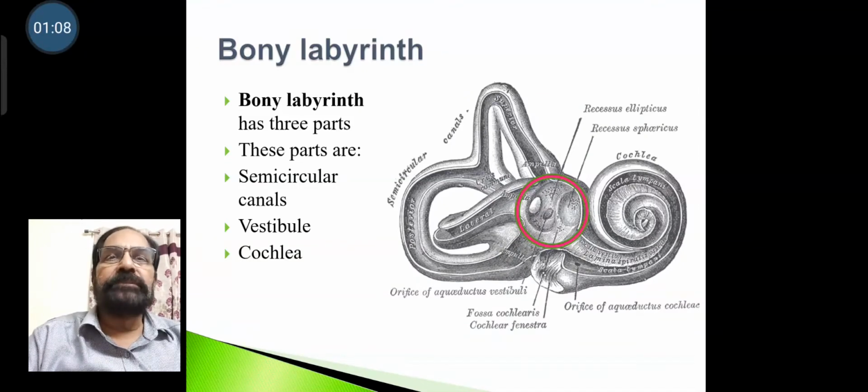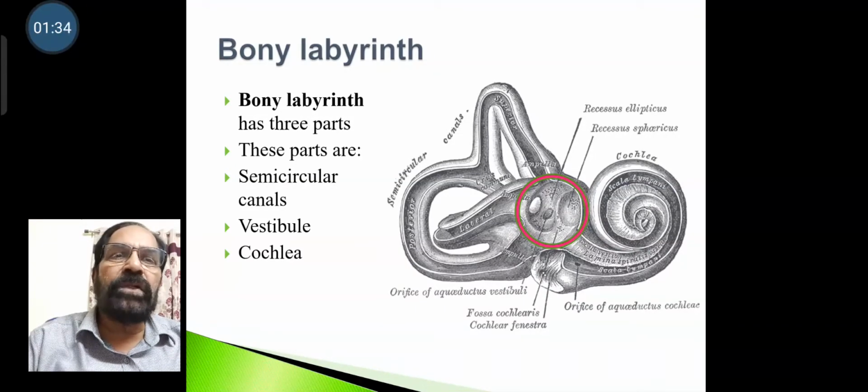Coming to bony labyrinth. Bony labyrinth has three parts. These parts are, on the left, semicircular canals. On the right, it is cochlea. In the center, in the narrow part, that is called the vestibule. So bony labyrinth has got three parts: semicircular canals, vestibule and cochlea.